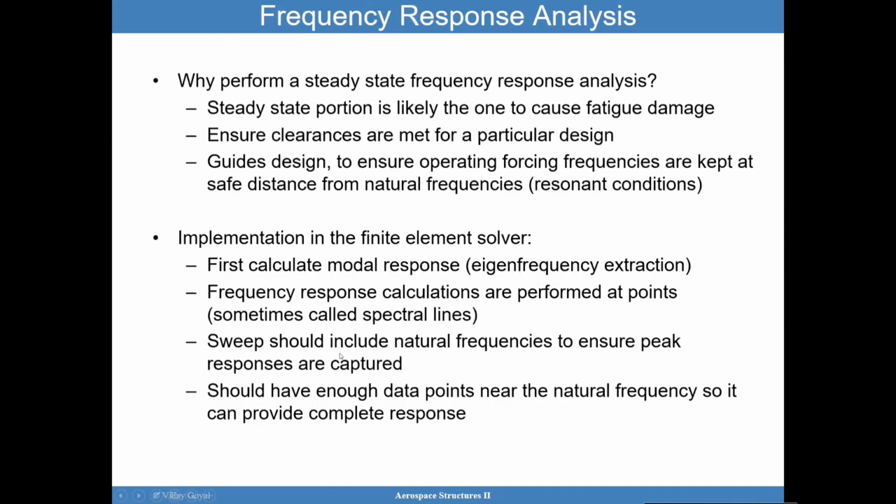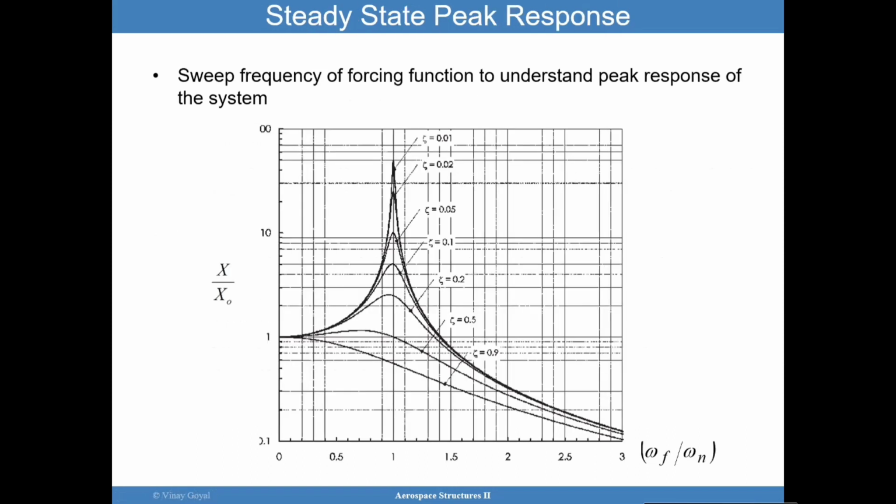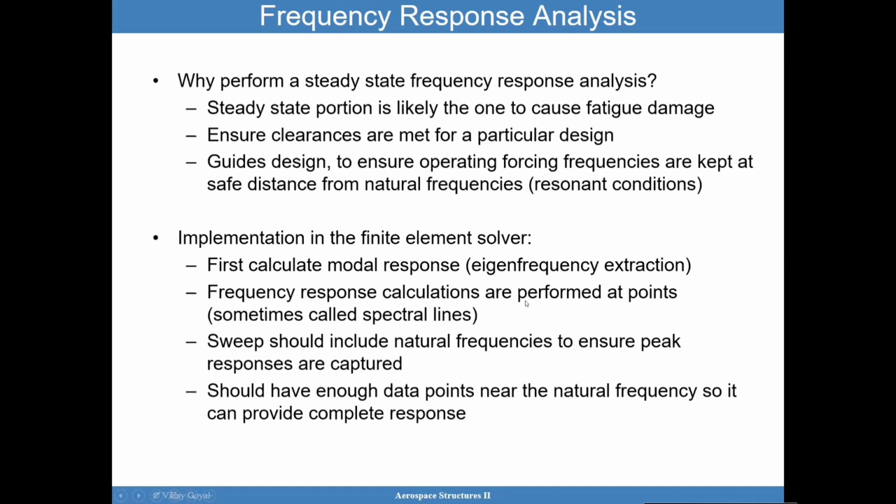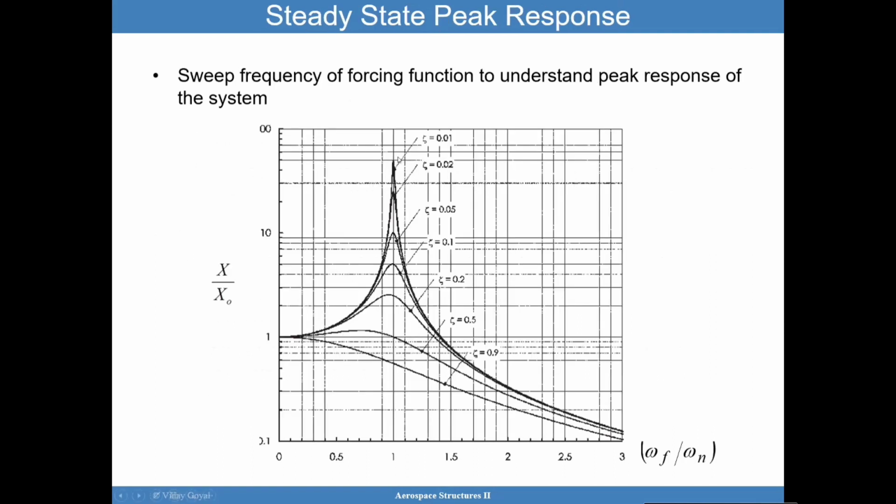The second thing you want to do is to sweep across a frequency range of interest, say from 0 to 3, and then you want to have enough data points near the natural frequency so you can get a complete response. What I mean by that is, if I have a peak here, I want to get enough points around it so I can create a shape. This shape, again, is useful for design purposes. Maybe you want to move away from that, but you don't want to be too close, but you can at least get some idea what's going on with the structure.